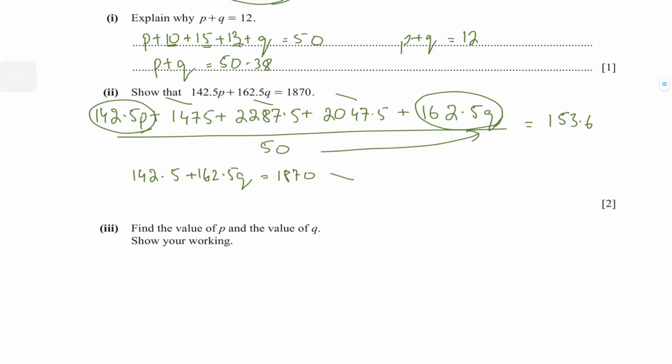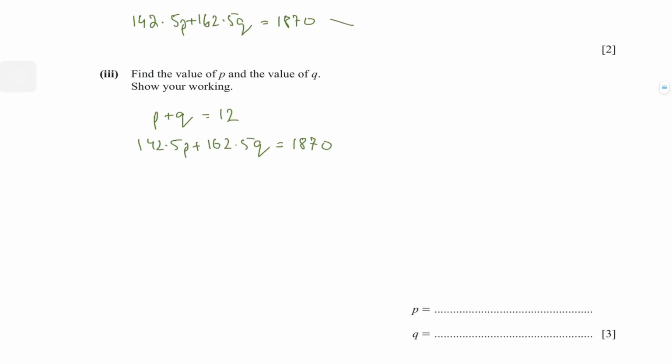Find the value of p and q. This was definitely bound to happen. So p plus q equals to 12. Oh, I should have written p here. Yeah, 142.5p plus 162.5q equals to 1870. You can use your calculator to solve this, but you have to show your working anyway.